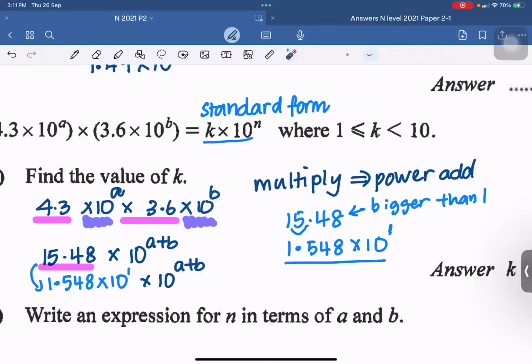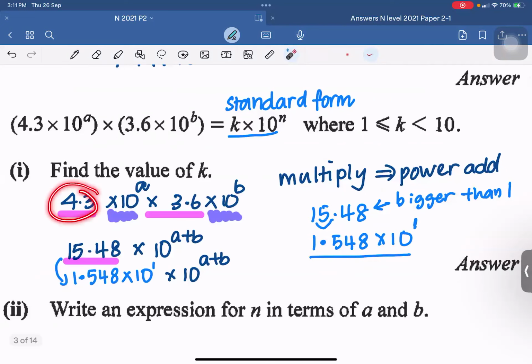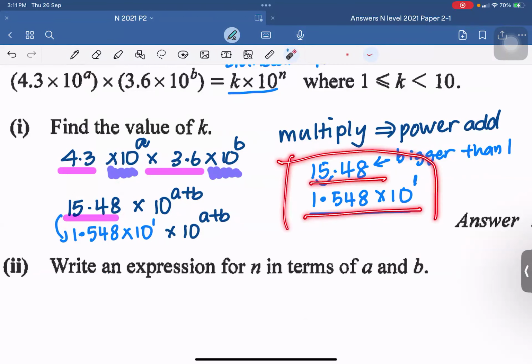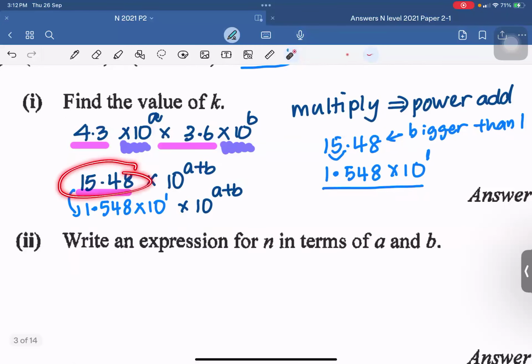Then now if I want it in standard form, first, I multiply the numbers first. So I have 15.48. Then I have 10 to the power of the power add together. Now the number here, 15.48 itself, is not a standard form. I change it to this. Do you understand this part, how I change the 15.48 into standard form? Okay, then next thing. So I replace this thing with 1.548 times 10 to the power 1 already, right? So now I'm going to write my final answer.